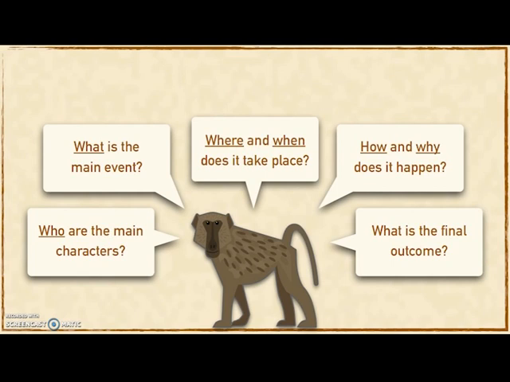So now you're ready to create your own summary. What you're going to think about firstly is, think about those key events that happen in this story. Try and get it down to about four or five key events, and then think about these five questions. So who is involved in this event? Where and when does this event take place? What is the main event that happens? What actually happens? And then how does that take place, and why does it happen?